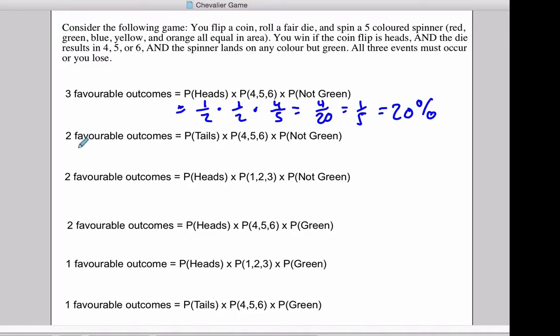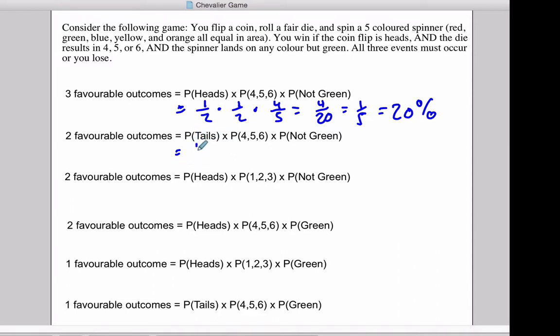Now, there's 3 ways that you could have 2 favorable outcomes, and we're going to look at this because in a second we're going to look at the simulation. Obviously you have an 80% chance of losing, but there's different ways you could lose. You could either get 1 unfavorable event, 2 unfavorable events, or you lose on all 3 events. So when we go into the simulation, we're going to see how this works out.